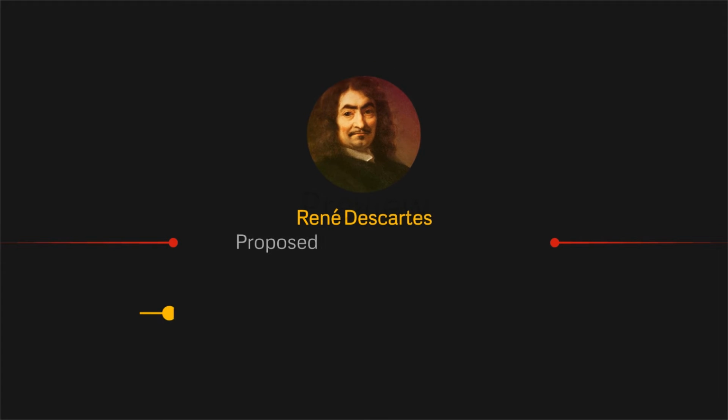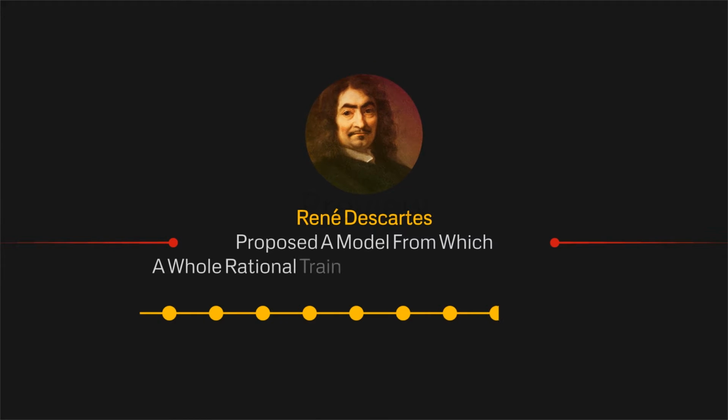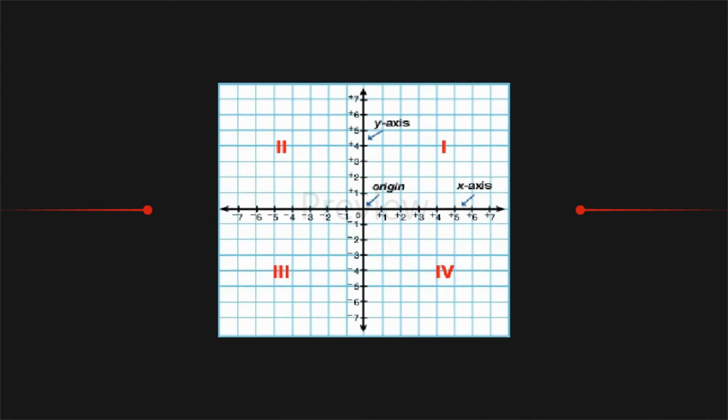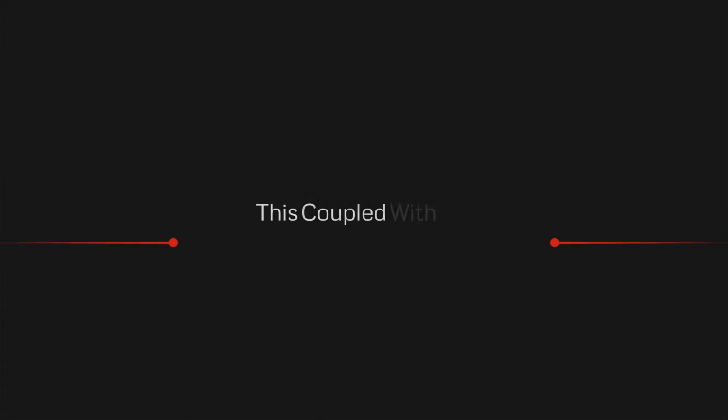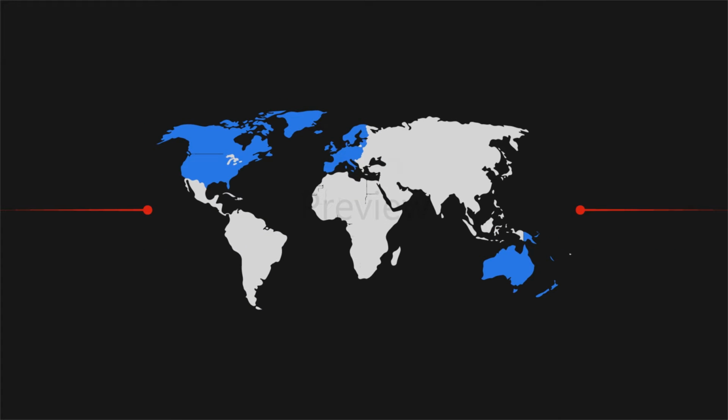Cartesian map. Based upon a square, René Descartes proposed a model from which a whole rational train of thought was developed. Using the lines as axes, René Descartes created a method to map mathematical functions. This, coupled with his Cartesian method, which is the basis of the scientific method, and therefore of Occidental civilization.